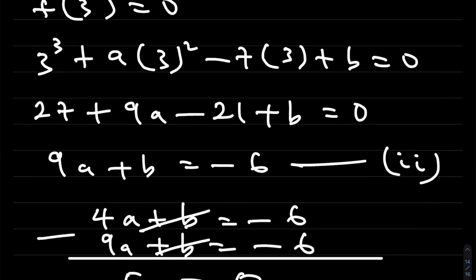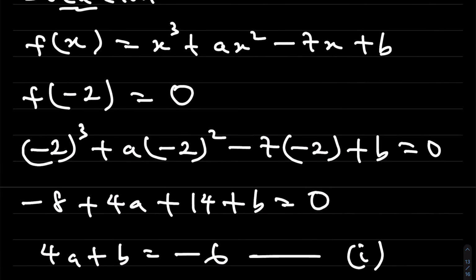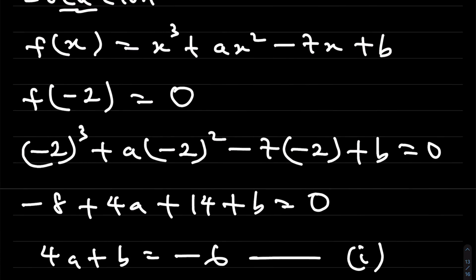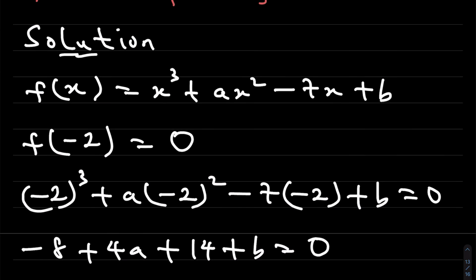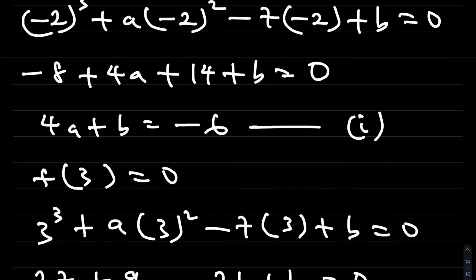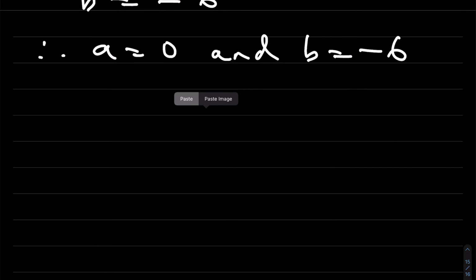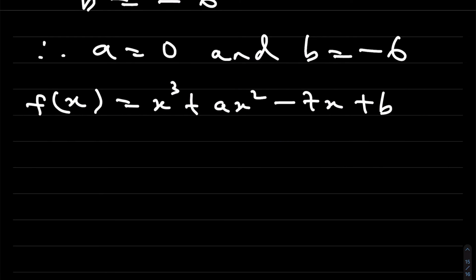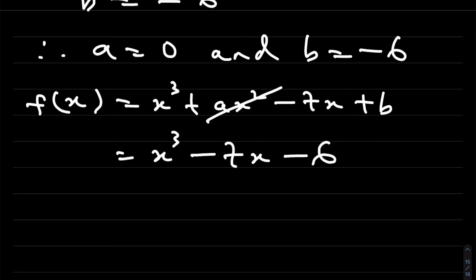Now, to factorize f of x completely, we have to write it here in full first. This is f of x. And that means it's equal to x cubed plus 0x squared, which is still 0, so that's going to be gone. And we just have x cubed minus 7x plus b, which is minus 6. So this is f of x.